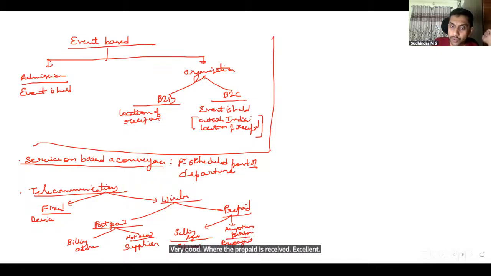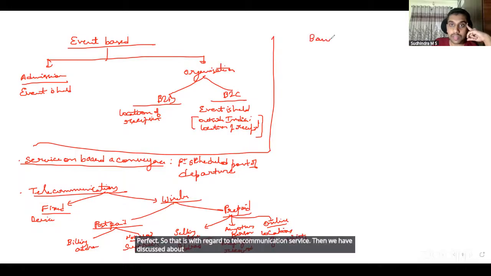Excellent. Whereas last one, if you yourself do it online, location of recipient in the record of the supplier. Perfect. So that is with regard to telecommunication service. Then we discussed about banking service.